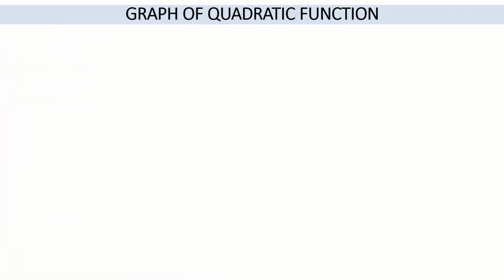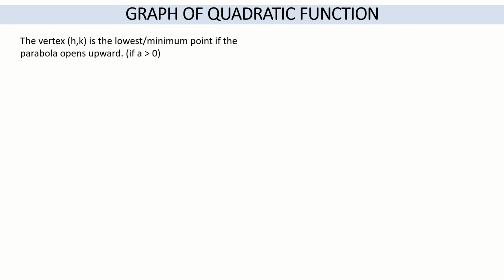Okay, let's now proceed with our lesson, the graph of a quadratic function. In our last lesson, we discussed that the graph of a quadratic function is called a parabola, which may open upward or downward. Also, we discussed the vertex, which is the turning point of the parabola. So the vertex (h, k) is the lowest or minimum point if the parabola opens upward. That is the case if a is greater than 0.